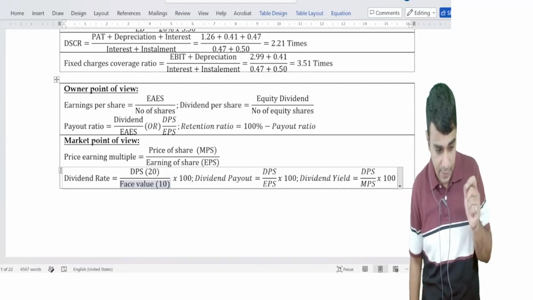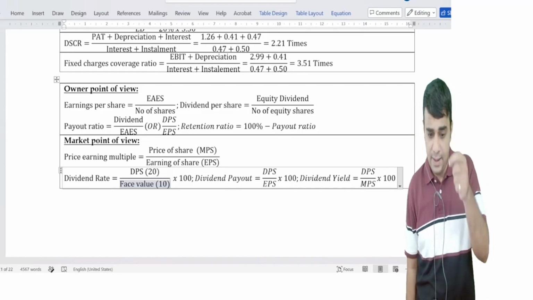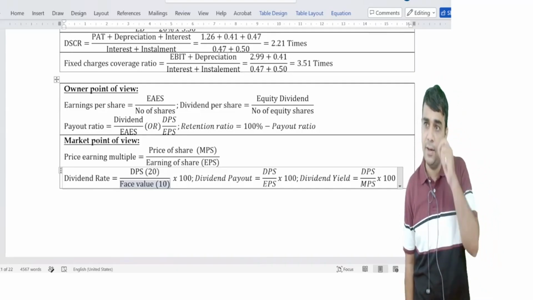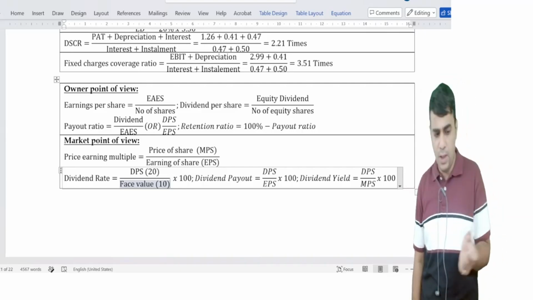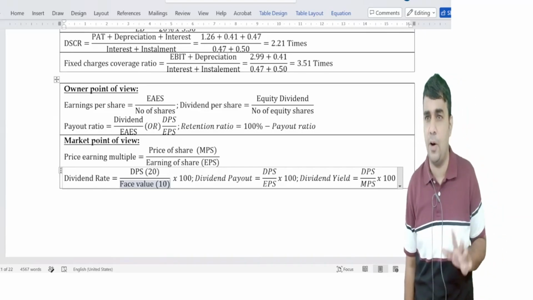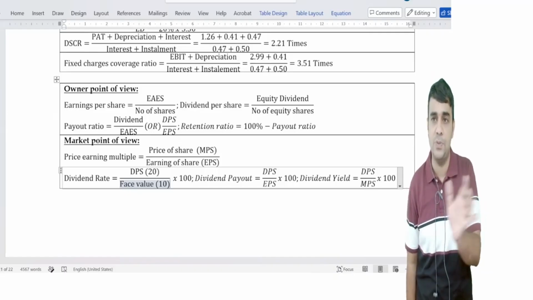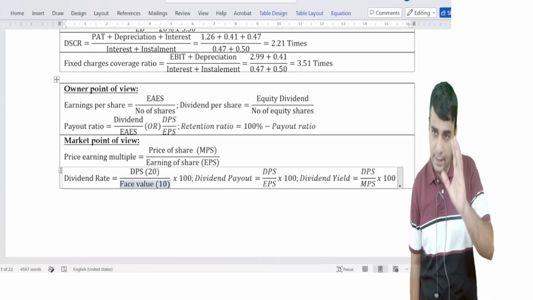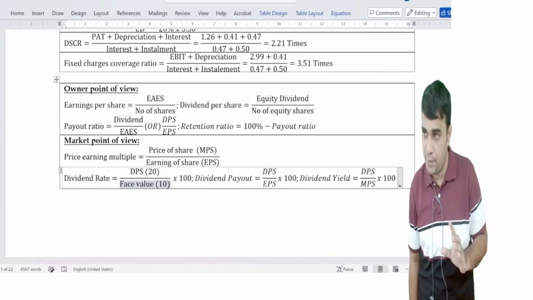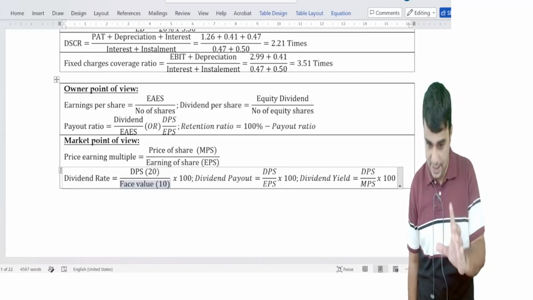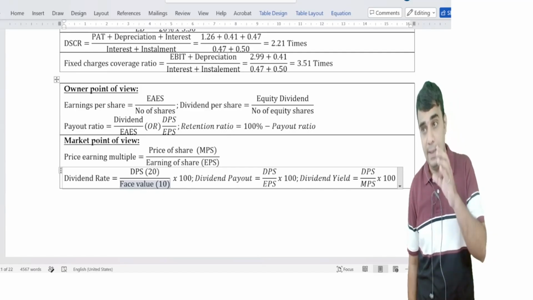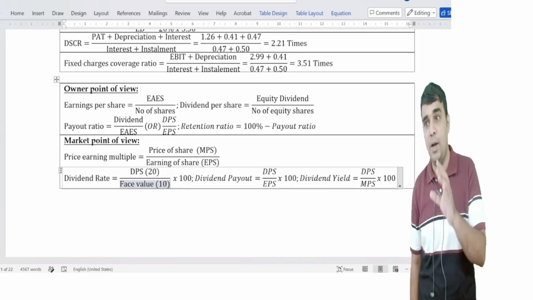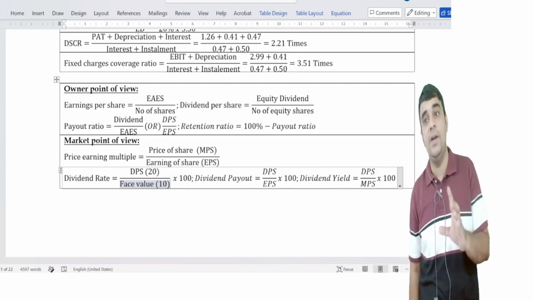So the dividend is divided by face value, divided by earnings per share, divided by market price per share. All these data are available on a lot of portals. There's screener.in, which may give all these ratios. But for our understanding and exam problem solving, DPS on face value is called the dividend rate. DPS on EPS is called the payout ratio. DPS on MPS is called the dividend yield.